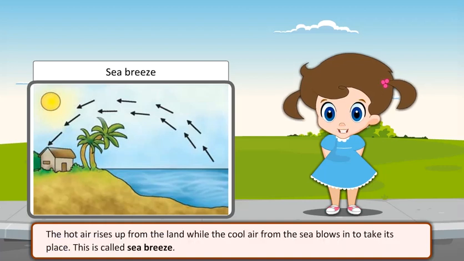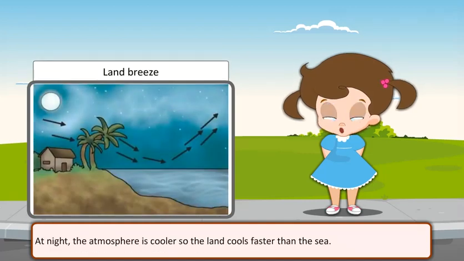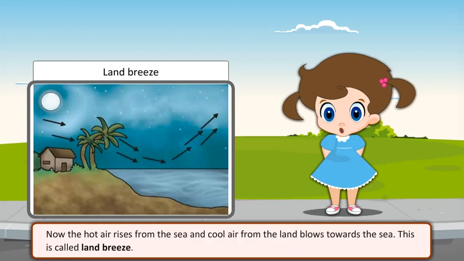The hot air rises from the land while the cool air from the sea blows in to take its place. This is called sea breeze. At night, the atmosphere is cooler, so the land cools faster than the sea. Now, the hot air rises from the sea and cool air from the land blows towards the sea. This is called land breeze.